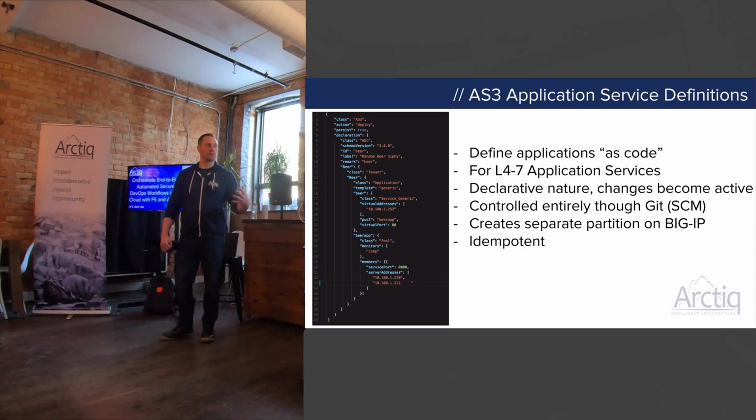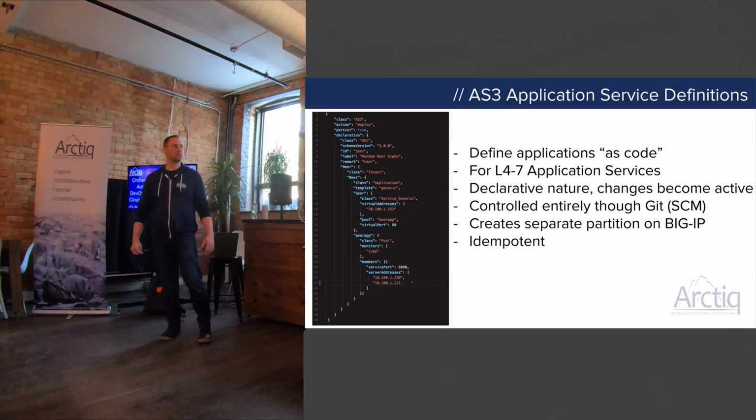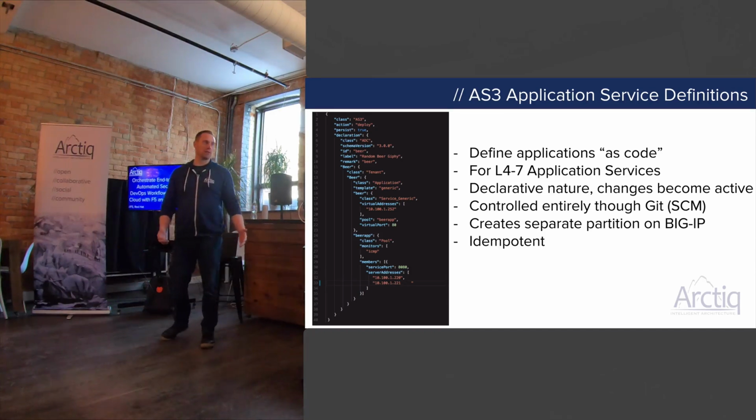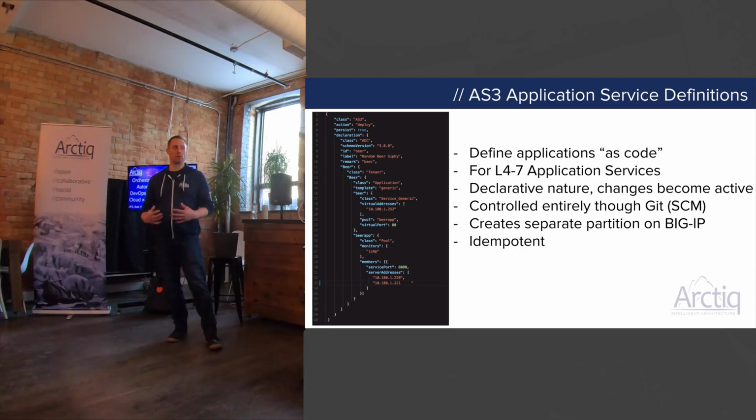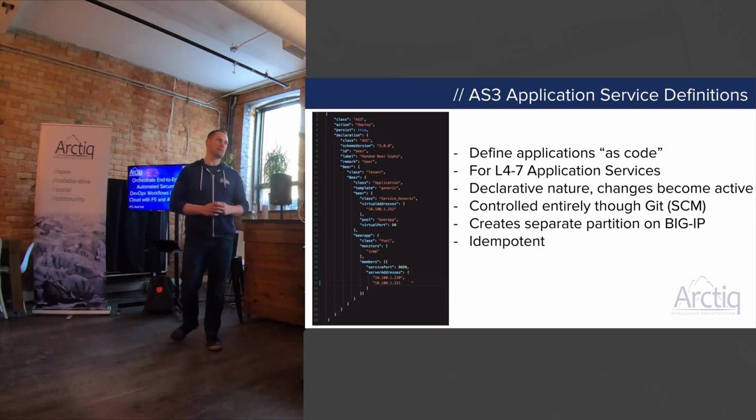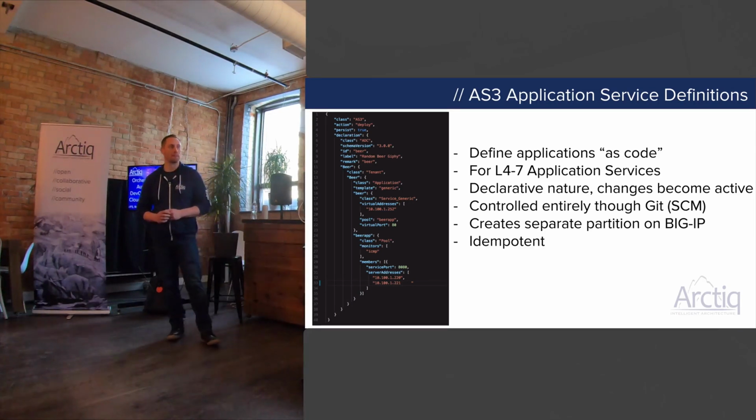But this is essentially the service definition you're going to have in your Git repo. As I mentioned, it's layer 4 to 7 services. You're creating virtual IPs, you're creating port access, you're creating nodes and pools, health checks, that type of stuff, specific to the application. So declarative, what we've been talking about already.